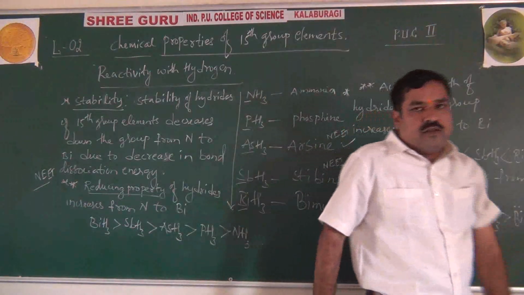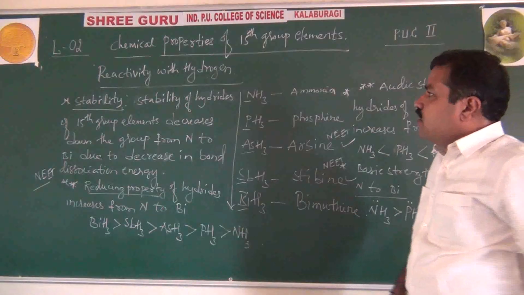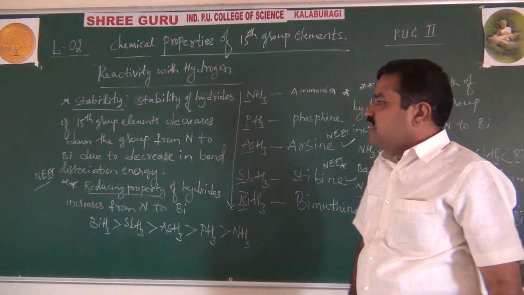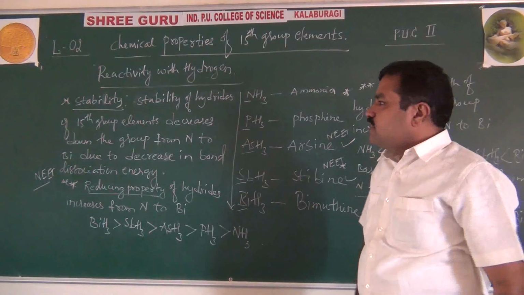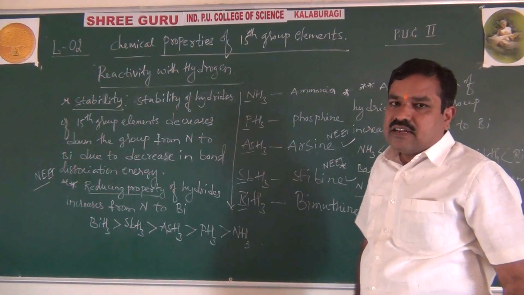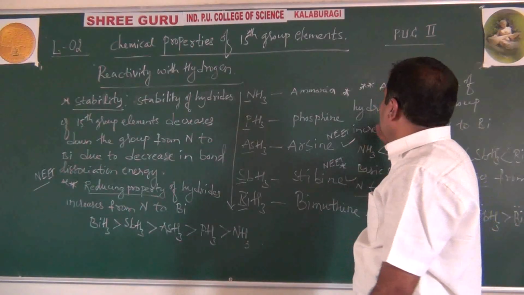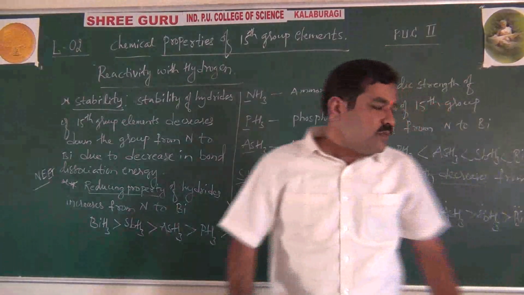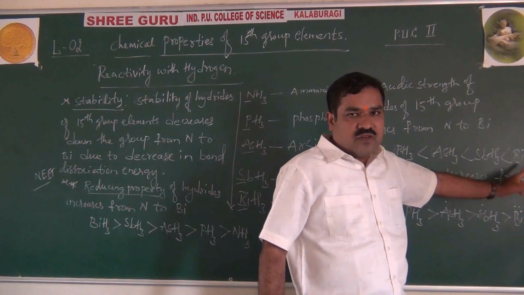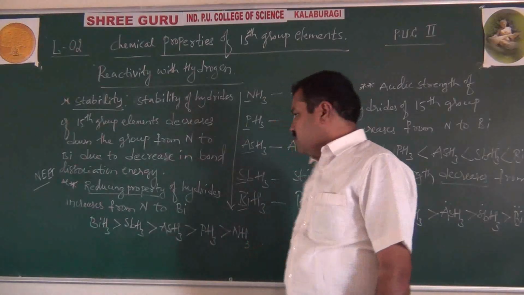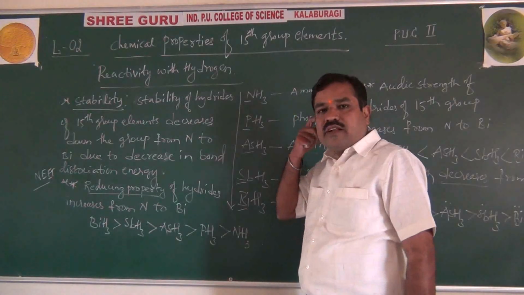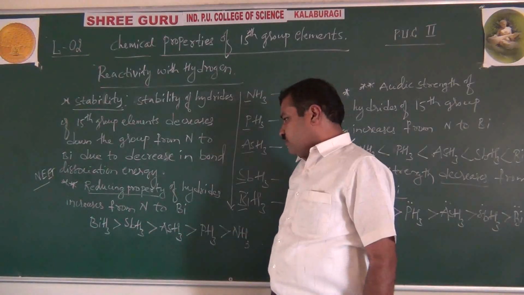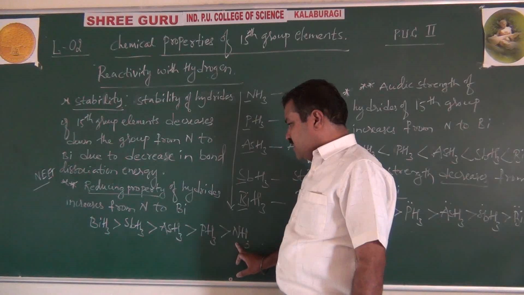Once again, I will repeat. See, stability of hydrides decreases down the group due to decrease in the bond dissociation energy. Due to this decrease, the release of proton becomes easy. That's why acidic character increases from ammonia to bismuthine. And the reducing property also increases from nitrogen to bismuthine. Therefore, bismuthine is the strongest reducing agent, and ammonia is the weakest reducing agent.